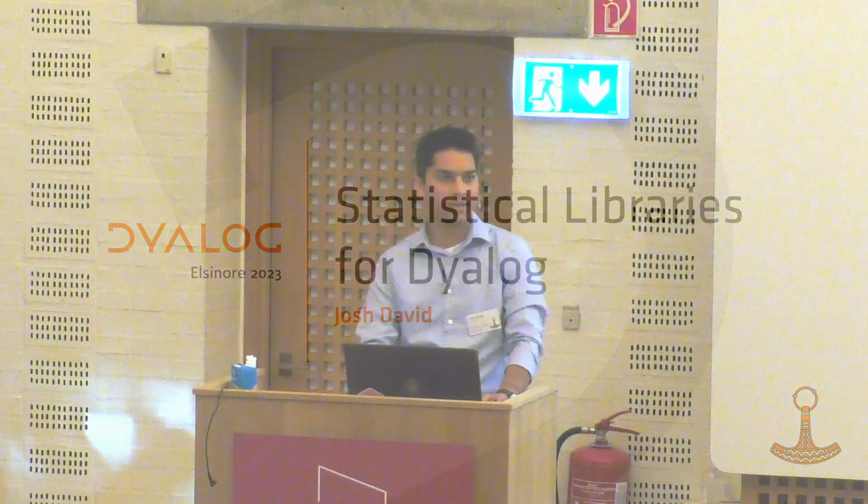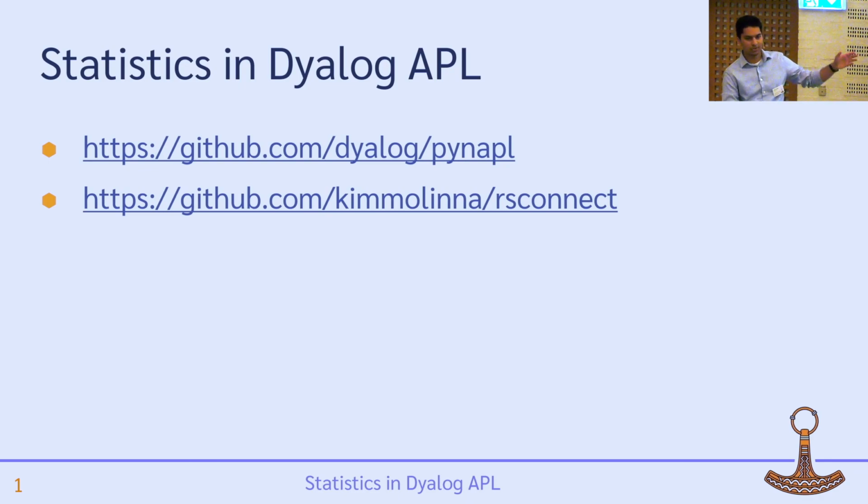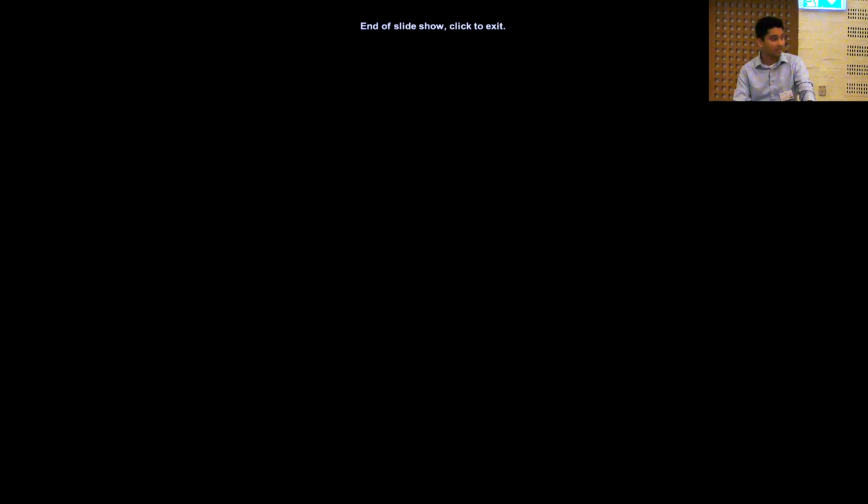Yeah, so I'm going to talk about statistics, how to do statistics in Dyalog APL today. There are two repositories, one to hook into the Python interface, one for the R-Connect, and then you can access all the statistics libraries there.